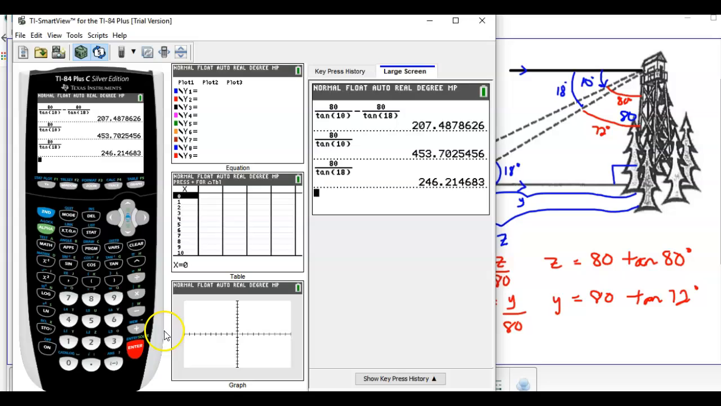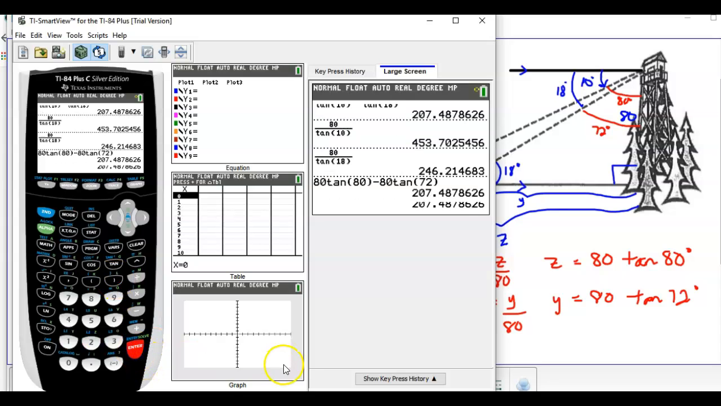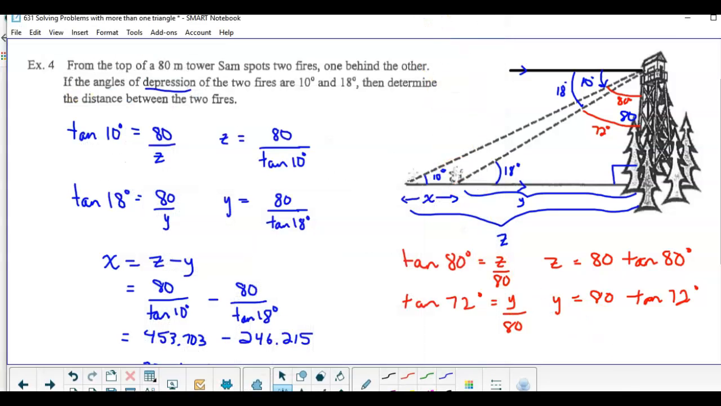And so let's quickly just do that on the left. So we would want to subtract those, right? The Z. So we'd go 80 tan 80, close the brackets, minus 80 tan 72. Okay, and 207.487, same as what we had up there. Okay, so that's an alternate method.